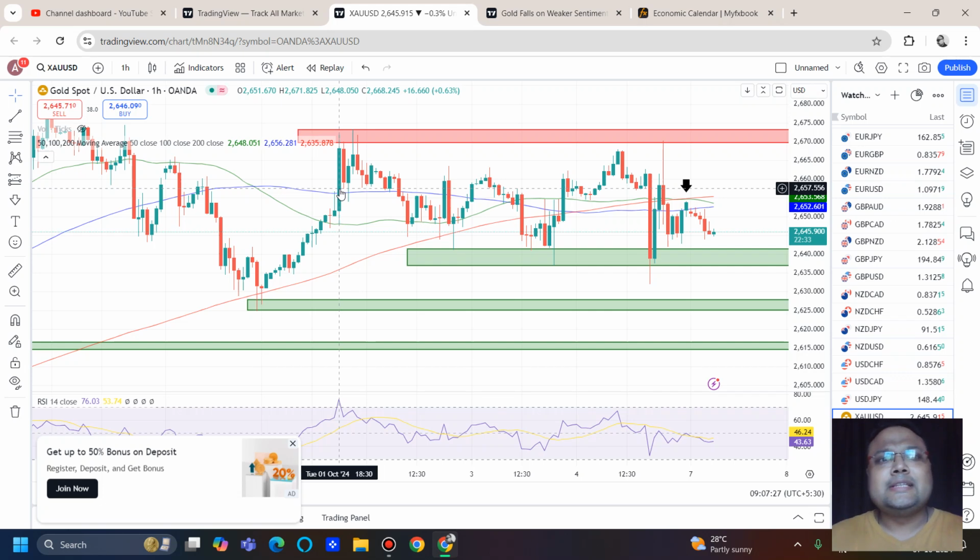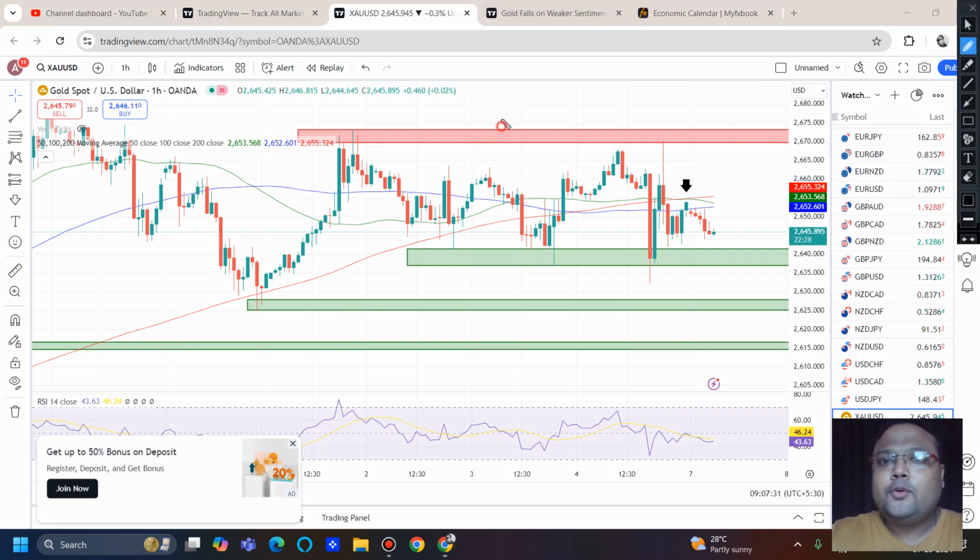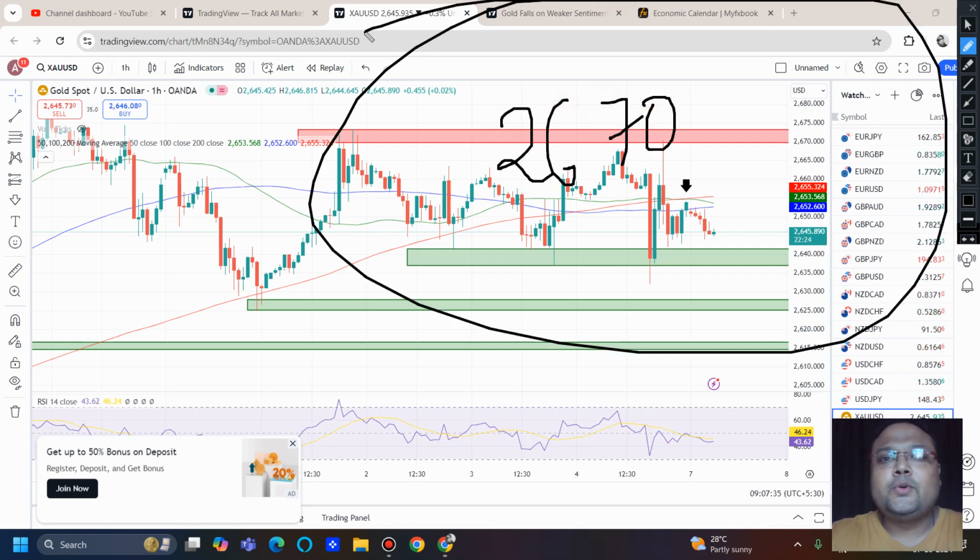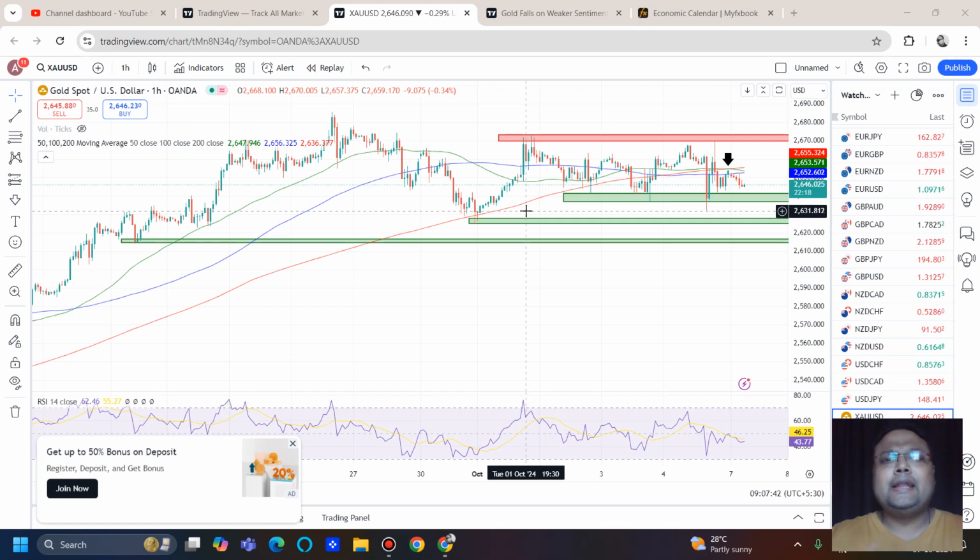But if you're stuck on a sell right now, then yes, things may get critical. So if gold breaks the high of 2670, then please try to exit from the sell because you may lose your whole capital.